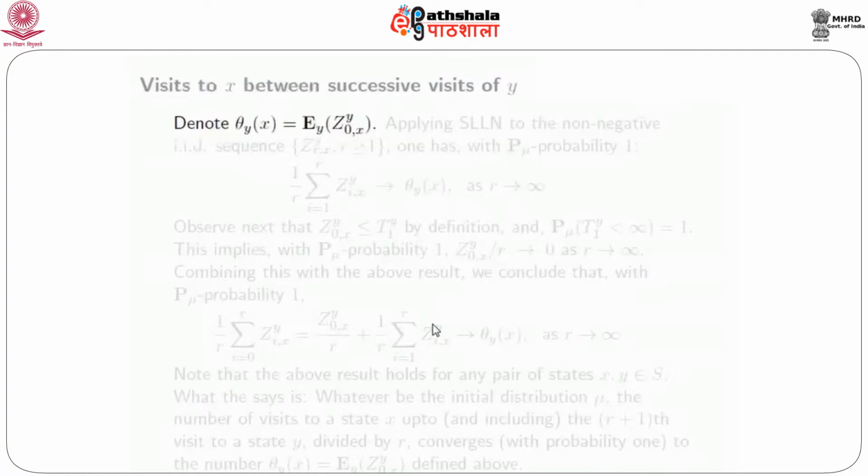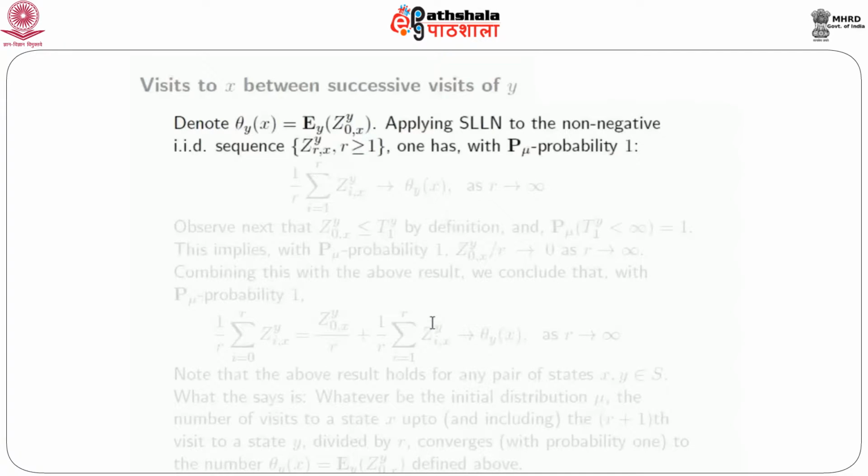So roughly speaking, this is the expected number of visits to the state x for a chain starting at y up to the time that the chain returns to y for the first time. So that's what it is. This is of course going to be, from what we have just now proved, the common expected value of the Z_r, r greater than or equal to 1, under any P_mu. So applying the strong law of large numbers to the non-negative IID sequence Z_r^{xy} for r greater than or equal to 1, you do get with P_mu probability 1 that 1 over r times the sum from i equal to 1 to r of Z_i^{xy} goes to theta_{yx} as r goes to infinity.